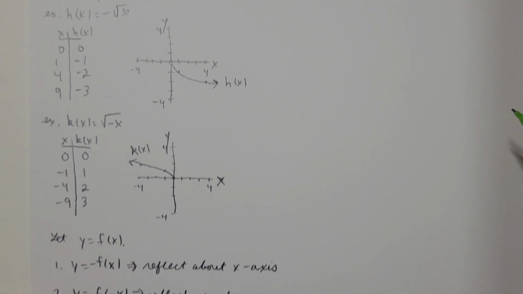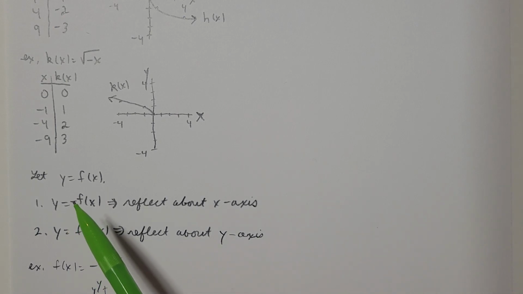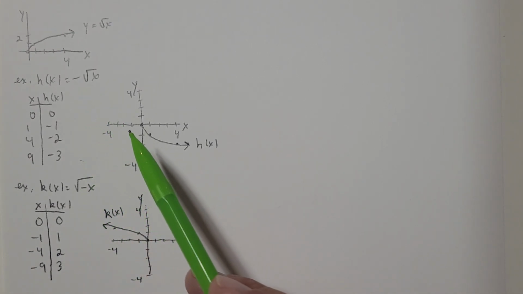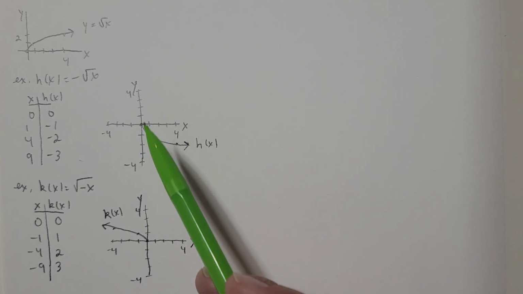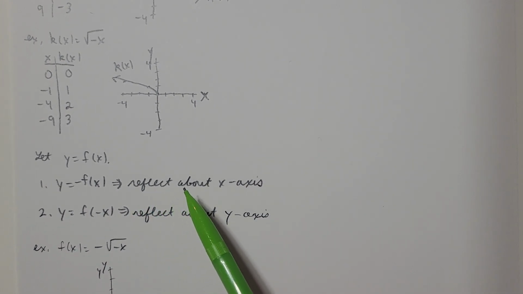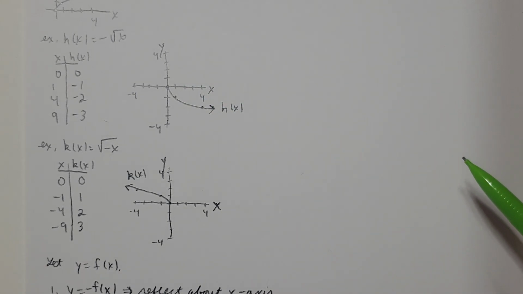Okay, so here's in general what's going on. Let's let f of x be a basic function. So here I'm using the square root function. Okay, what I'll say next is going to apply to any basic curve. If I throw a negative in front of the function, like I did here, so we saw on this graph that you're going to reflect all the points about the x-axis. Okay, in general, that is always going to happen. You're going to reflect all the points about the x-axis.